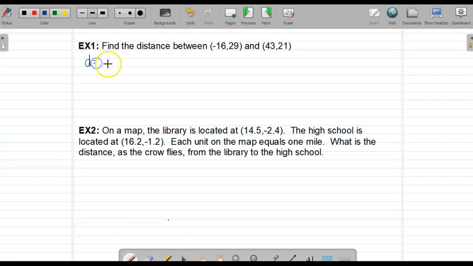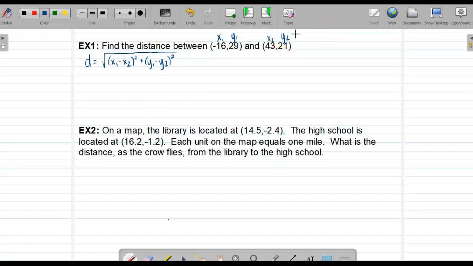So the formula is the square root of x1 minus x2 squared plus y1 minus y2 squared. And that 1 and 2 for the x's and y's do not do anything mathematically. All it means is the first x and the second x, the first y and the second y. So this is your first x, this is your second x. This is your first y, this is your second y.